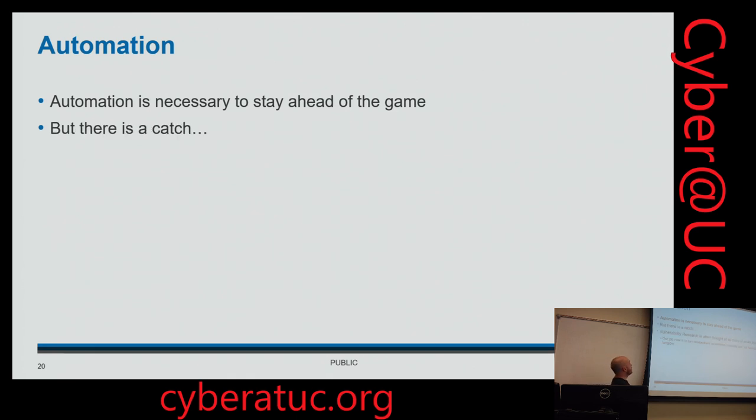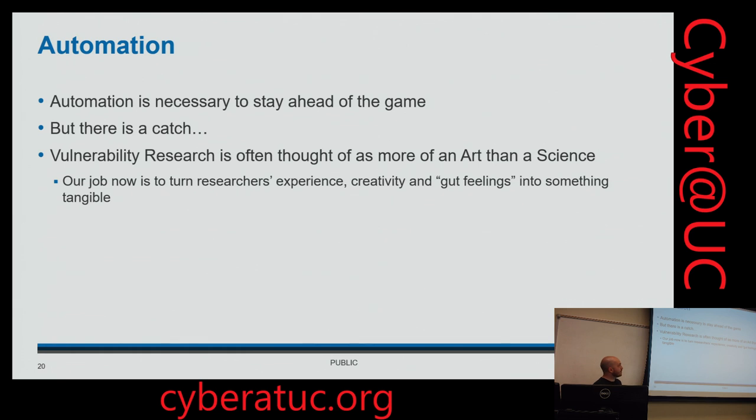But there's a catch here. Vulnerability research is really often thought of more as an art than a science. So how do we translate something that's like a gut feeling or intuition that a trained reverse engineer has into science? That's not something that we really have a lot of experience doing in the United States. We've got a lot of really bright people, but like I said, I used to work with Chris Domas, and if you sat down with Chris Domas, you could only understand every other word that he said, right? So how do you take some information or knowledge that people like that have and translate it into something that's more accessible to the majority of people?